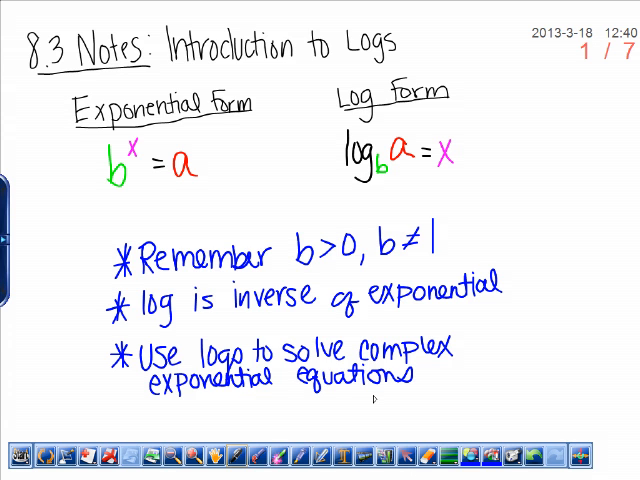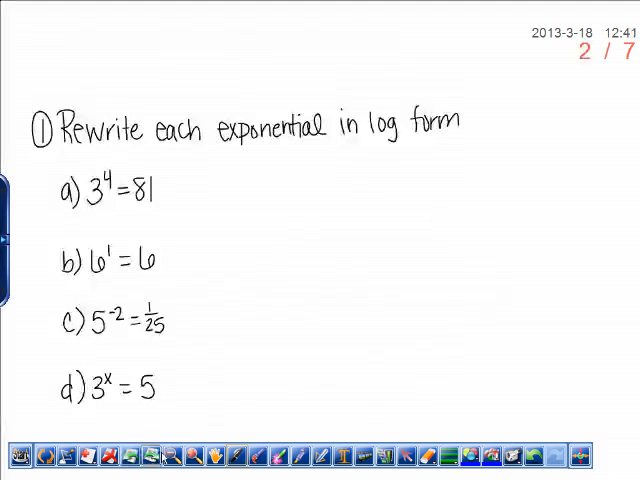Okay? That's where logs come in. For more complex problems, logs help you solve those complex exponentials. Okay? And we're going to get to that kind of further down the road. First, we have to figure out how logs work. Okay? So, we're going to practice rewriting these exponentials in log form.